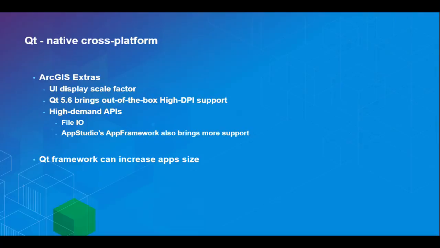The extras brings these high demand APIs. File IO is one of those. And then I mentioned App Studio's app framework. And then something to be aware of when you're dynamically linking and you're using shared libraries with your app, which you typically do on most platforms other than iOS, you've got to bring along those extra Qt binaries, and typically the Qt deployment process does that automatically for you. But it can increase your app size because some of those shared libraries in the Qt framework can get pretty big. So that's something to be aware of as well.